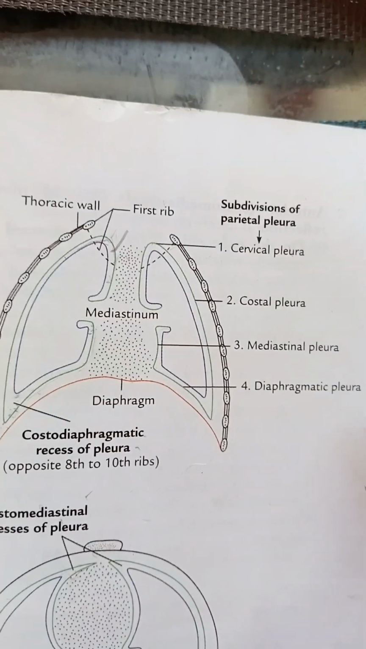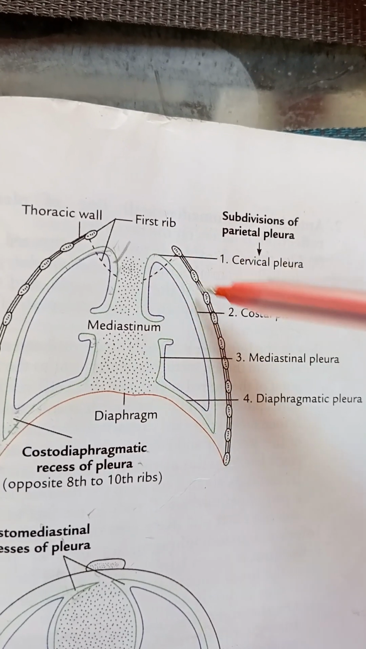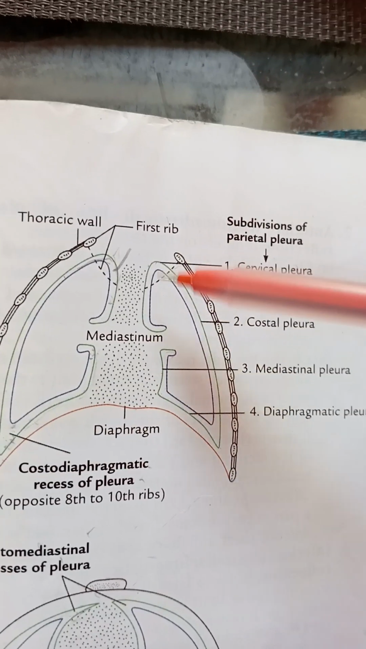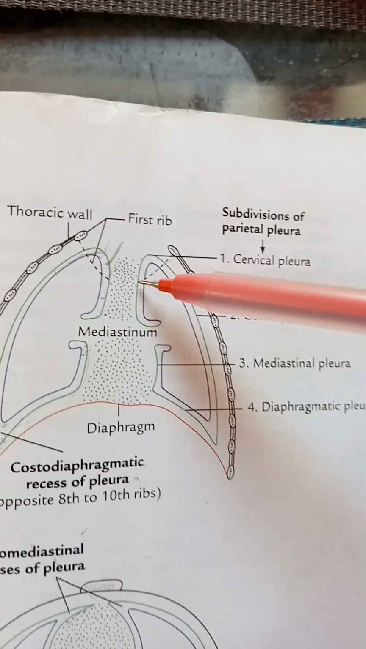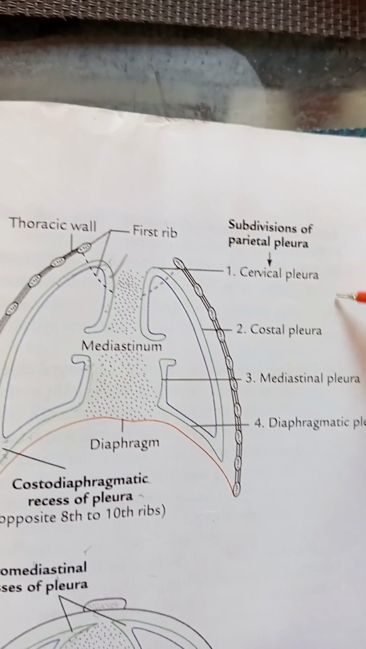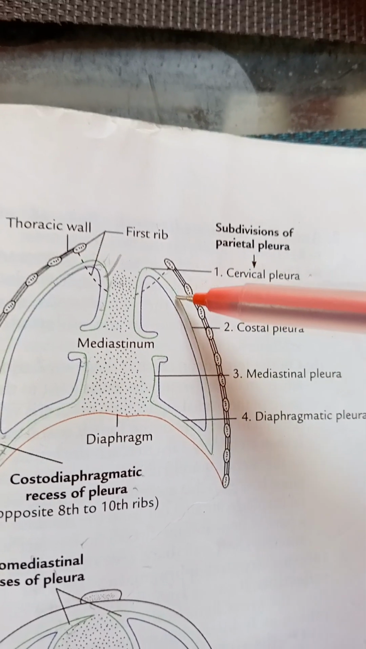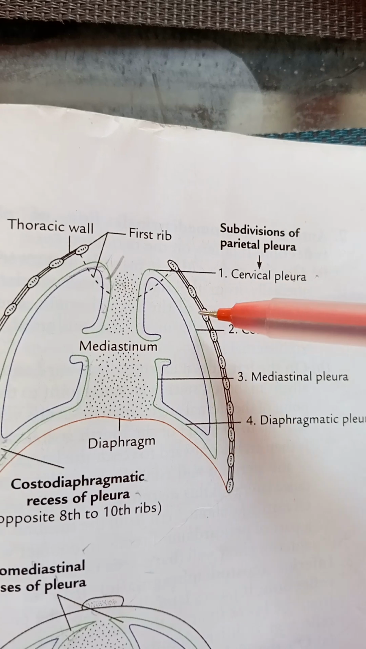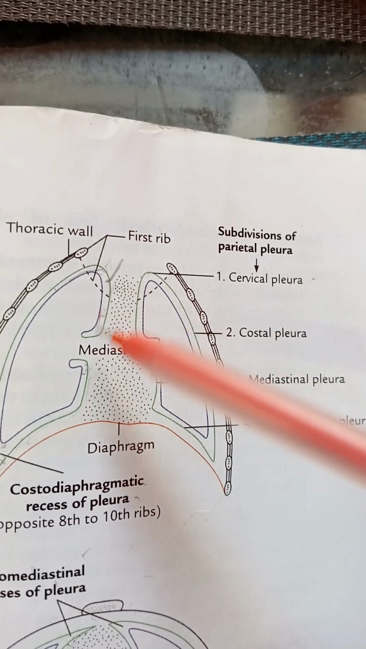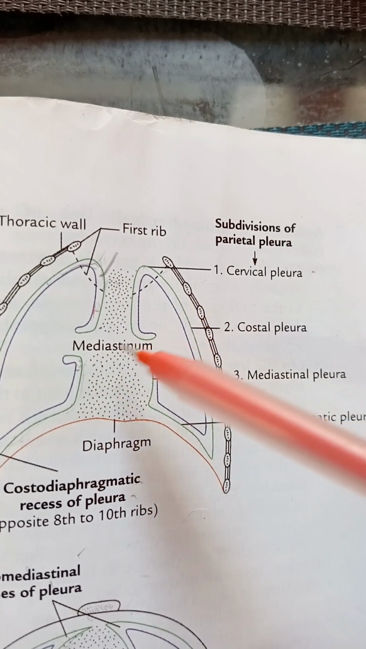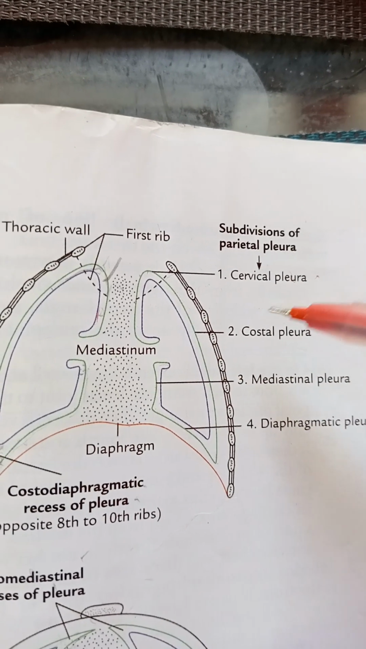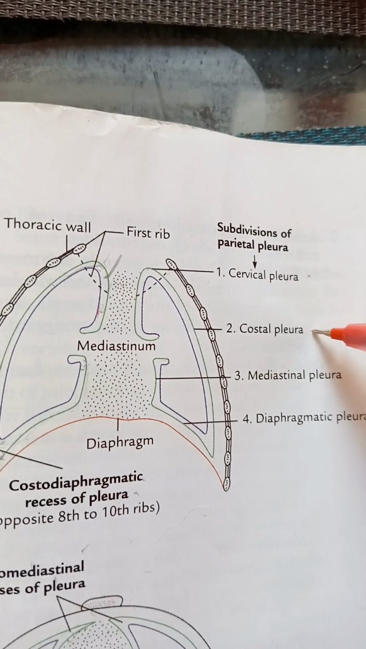Here we have to know the parietal pleura is subdivided into 4 parts according to the presence of some structures. The portion of the parietal pleura which covers the apex of the lung in the neck region is known as the cervical pleura, and the part which lies under the ribs and their intercostal spaces, and in front, here the sternum is removed, it also covers the sternum, and behind it also covers the lateral aspect of the vertebra, that is known as the costal pleura.